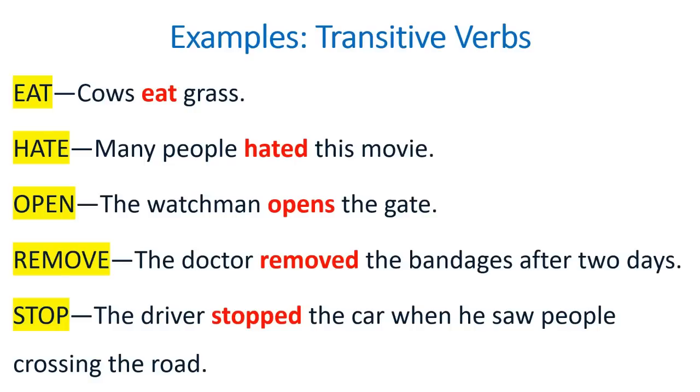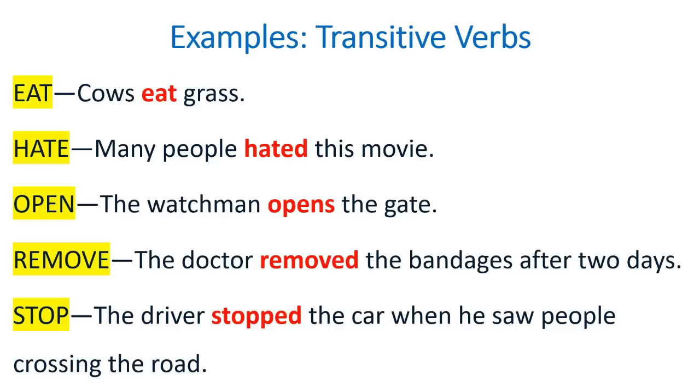Hate. Many people hated this movie. Many people is the subject, hated is a transitive verb, not complete without the object, this movie. So if you remove this movie, the sentence many people hated raises the question, hated what? That question remains. So it is transitive.